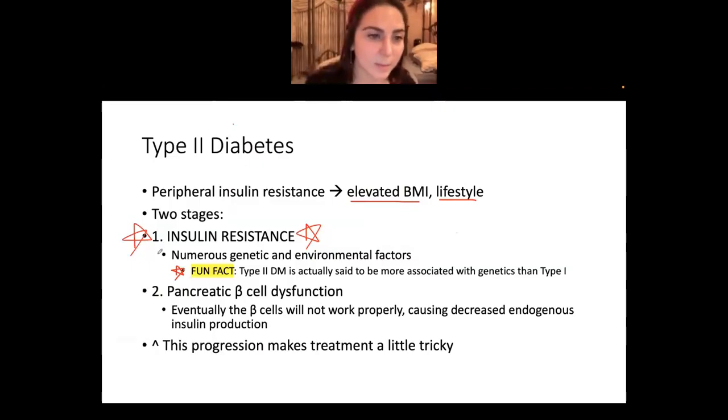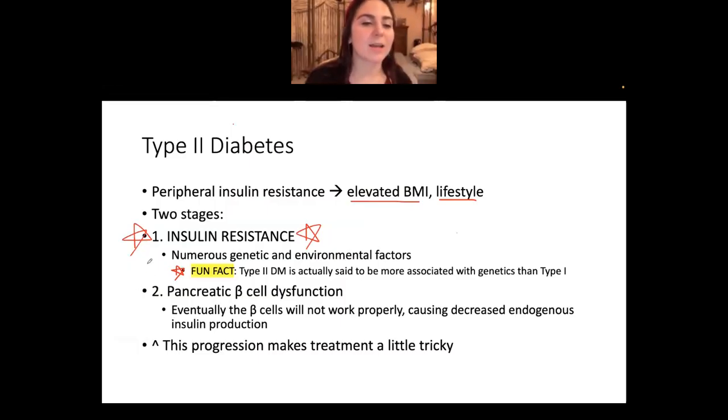So this is the part of insulin resistance that people live with type 2 diabetes for. They can live with this for like 20 years. But then there becomes a point in this progression of diabetes where eventually the beta cells are going to stop working. They just don't work anymore.